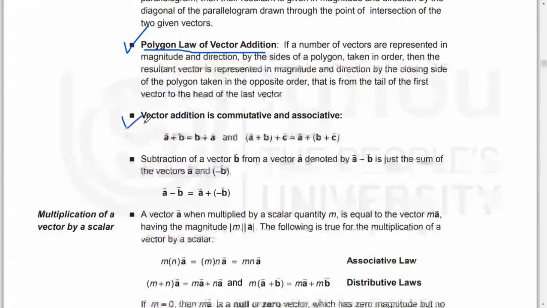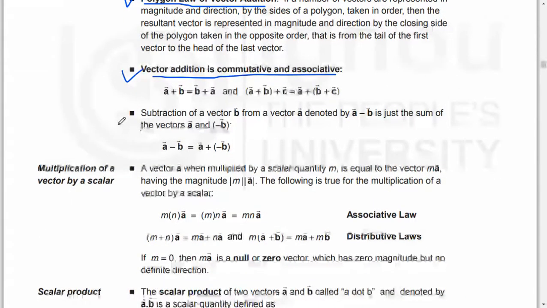Vector addition is commutative and associative. A plus B equal to B plus A, and A plus B plus C equal to A plus B plus C. Subtraction of a vector B from a vector A, denoted by A minus B, is just the sum of the vector A and minus B. A minus B equal to A plus minus B.